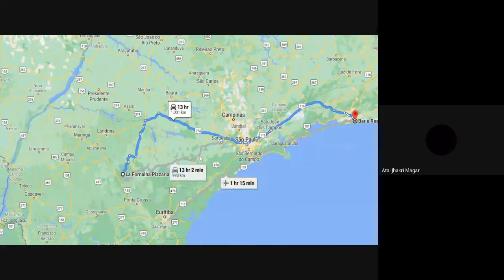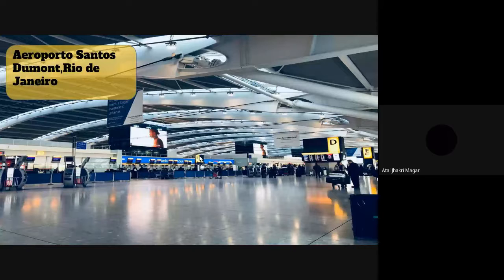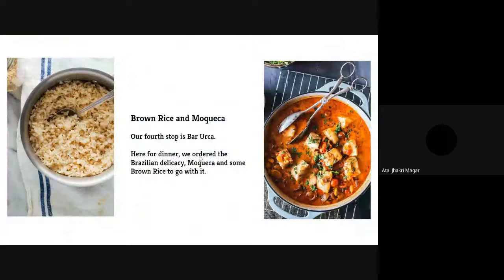So it took almost 13 hours by road trip, and by flight it took only 1 hour 15 minutes to reach our destination. So we decided to take a flight. After that we landed at Aeroporto Santos Dumont in Rio de Janeiro. So we took a taxi to the restaurant. It took almost 30 minutes to reach the restaurant. On our way, we passed many beautiful places, sightseeing, and beautiful sea beaches.